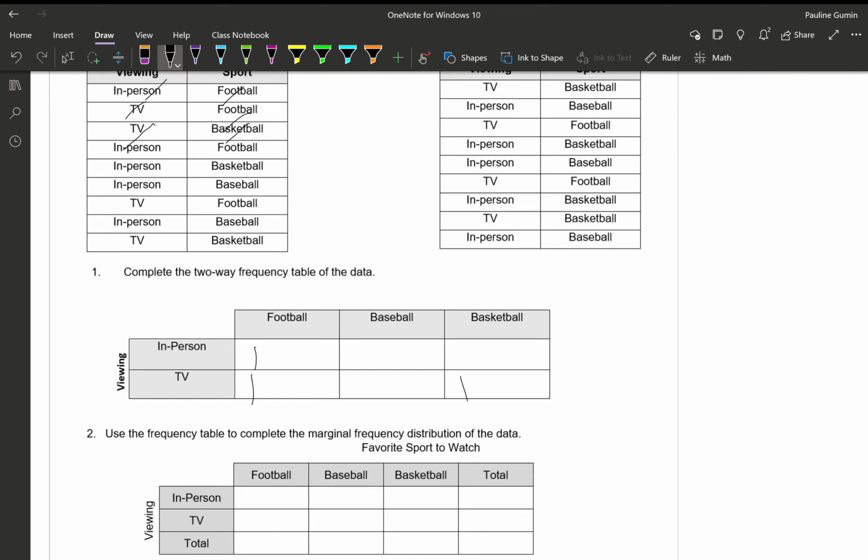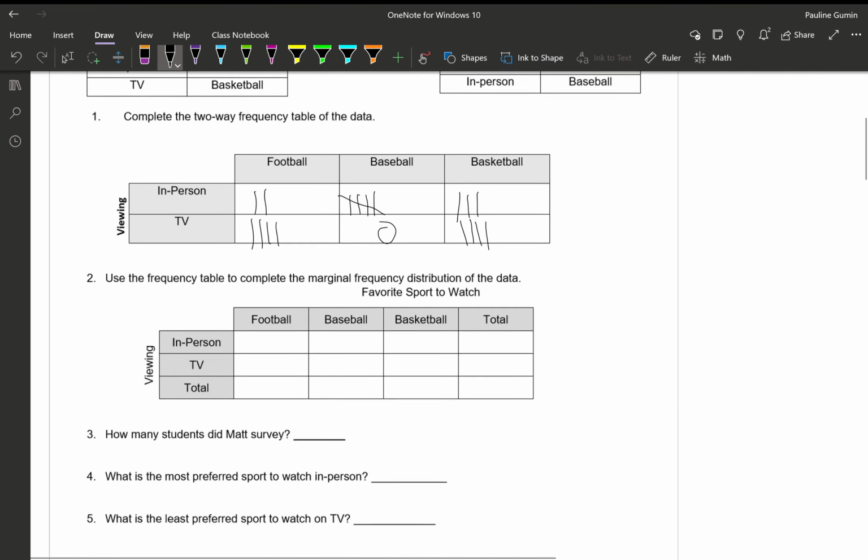Here's my end result. I had 2 tallies for in-person football, 5 for baseball. Don't forget that's how we do 5. 3 in basketball, 4 for TV football, 0 for baseball, and 4 for basketball.